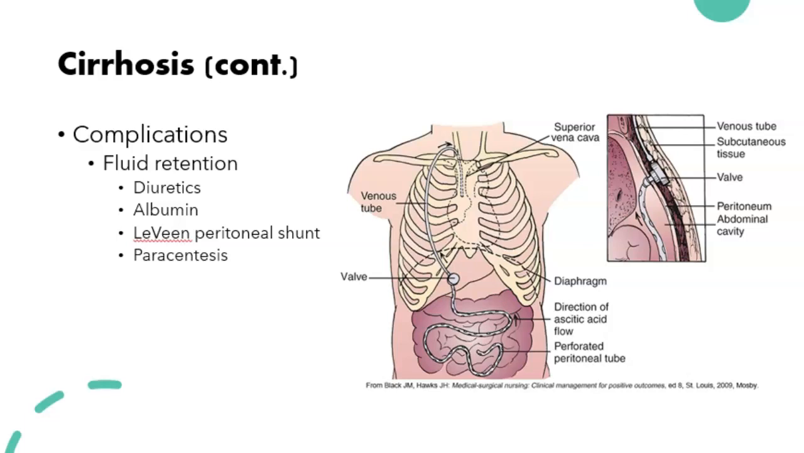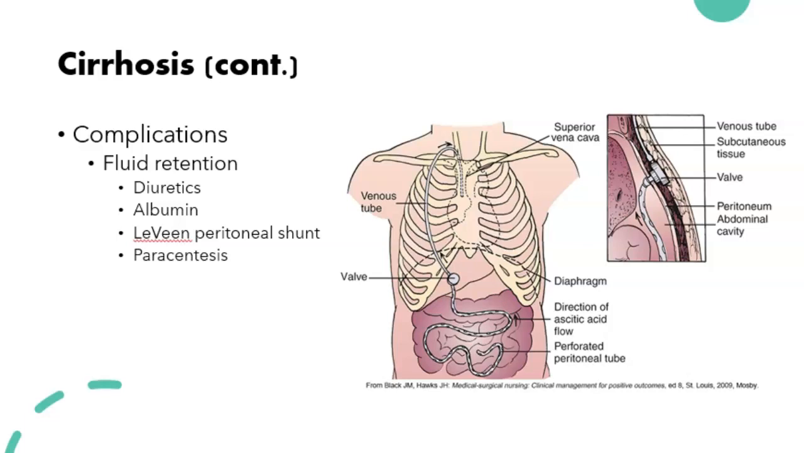The LeVeen peritoneal shunt. This is a jugular shunt that continuously shunts fluid from the abdominal cavity into the superior vena cava through a one-way pressure-sensitive valve. And you can see a picture of that on the screen here. So basically it takes that fluid that is not supposed to be in the peritoneal cavity and puts it back into the bloodstream so the heart can pump it out to where it should be.